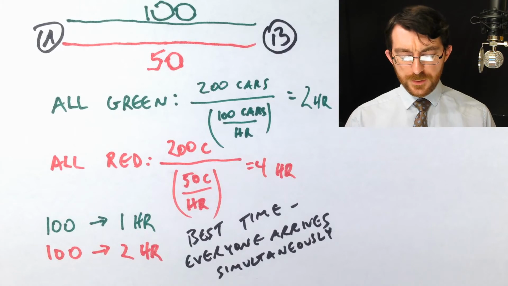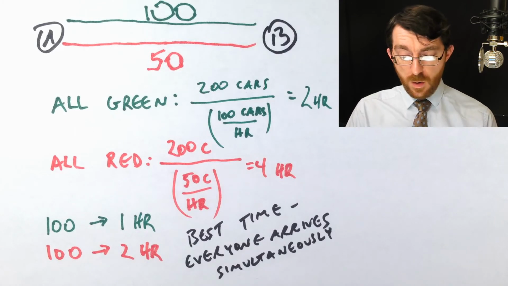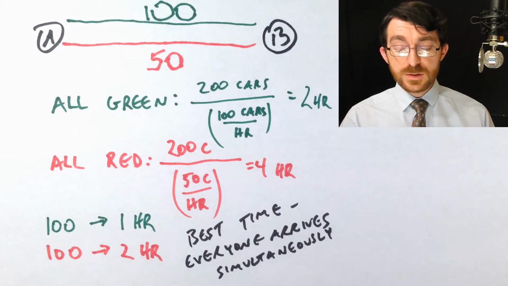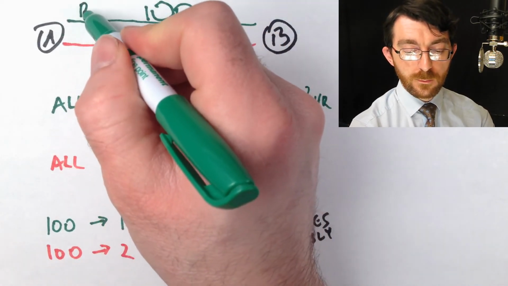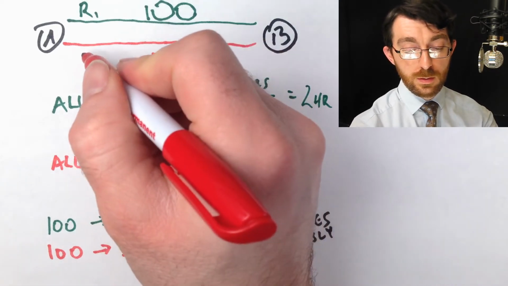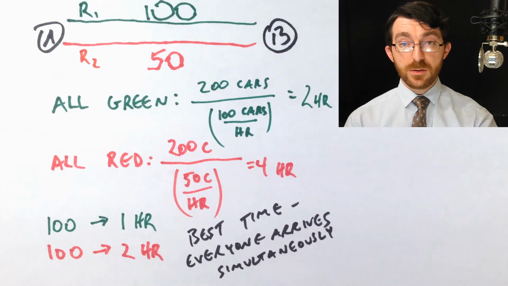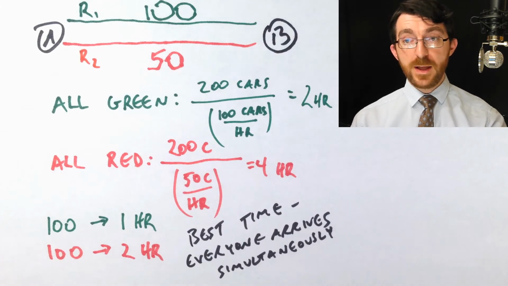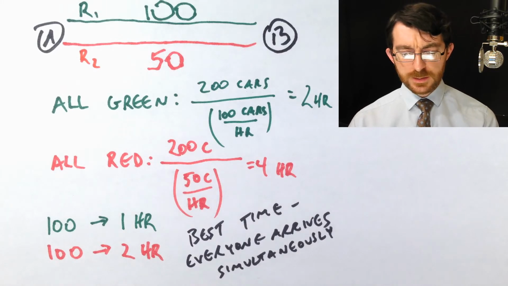So here's what I'm going to do. I'm going to label these two roads R1 and R2. Since the green one's at the top, I'm going to go ahead and label the green road Road 1. And I'm going to label the red road Road 2. I'm going to label them like that because I'm going to do some math with them, and I want to make sure that you can keep track of them as closely as possible.